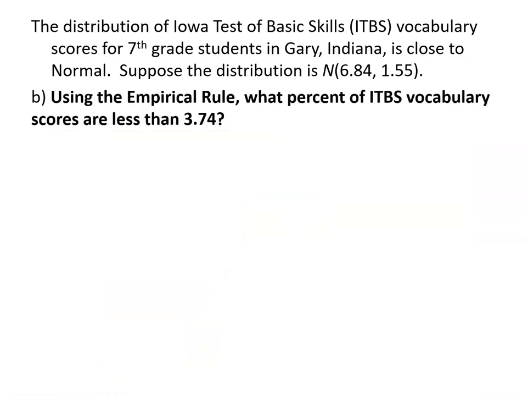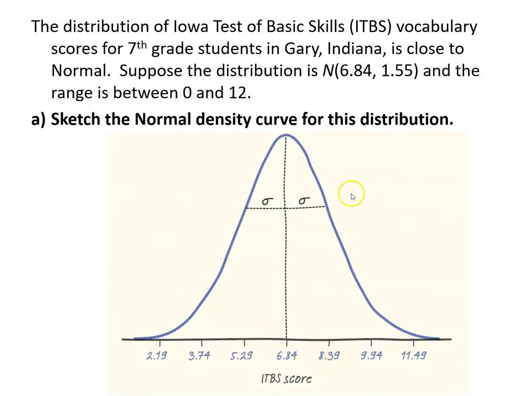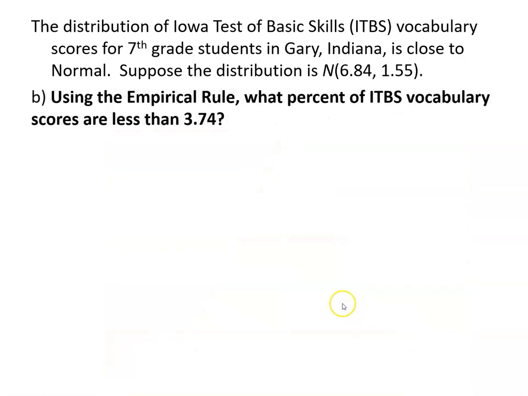Using the empirical rule, what percent of the vocabulary scores are less than 3.74? So looking at our initial drawing, we can see 3.74 is exactly 2 standard deviations below the mean, or the z-score would be -2. Because it's exact, we can use the empirical rule. The empirical rule only works if it's exactly 1, 2, or 3 standard deviations away from your mean.